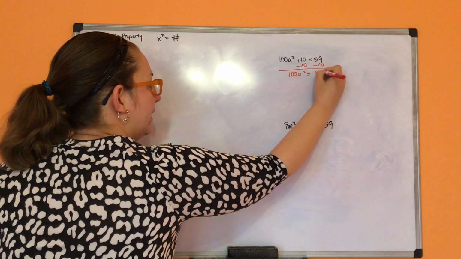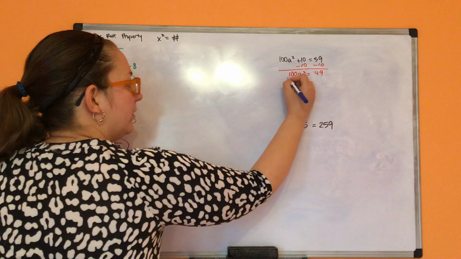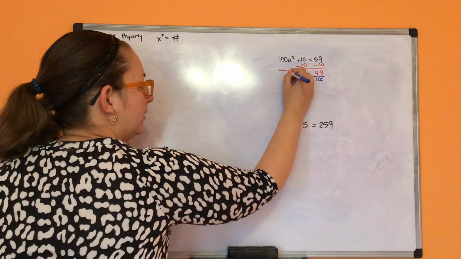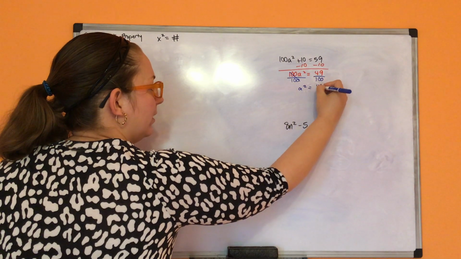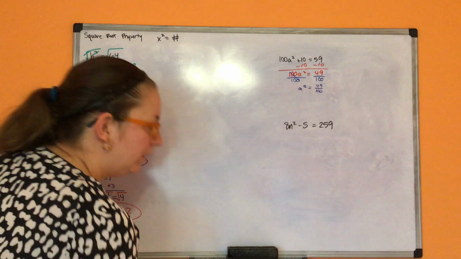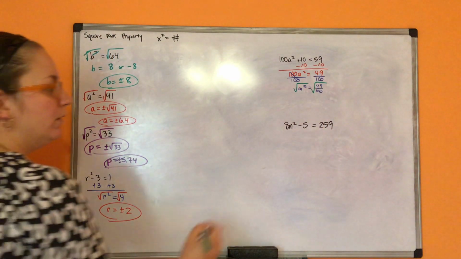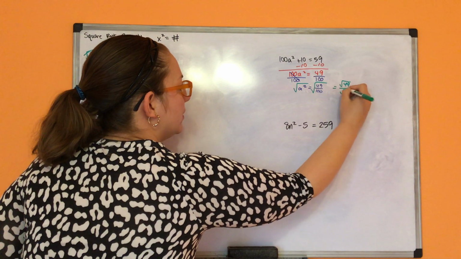59 minus 10 is 49. Undo the 100 in front, that means 100 times, by dividing by 100. So I get a squared equals, I'm going to just leave it as a fraction, 49 over 100. And then to take the square root here, you can take the square root of a fraction, that's no big deal. The square root of a fraction is the same as the square root of the top over the square root of the bottom.